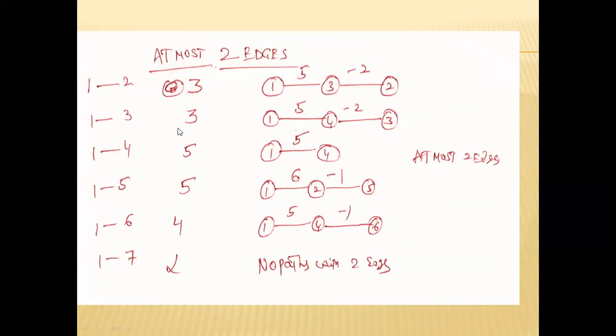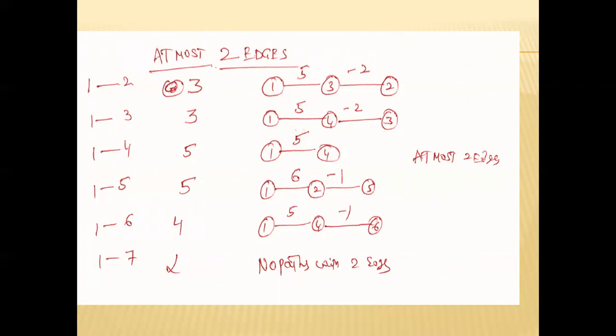To summarize, we are finding the shortest path by using at most 2 edges. For the shortest path from 1 to 2, there is a path existing from 1 to 2 by using 2 edges, that is the shortest path is 3. Next, there is a path existing from 1 to 3 by using 2 edges, that is 5 minus 2, 3. Same 3, 3, 5, 5, 5. Already we are calculating 1 to 4. There is no path existing from 1 to 4 by using 2 edges.